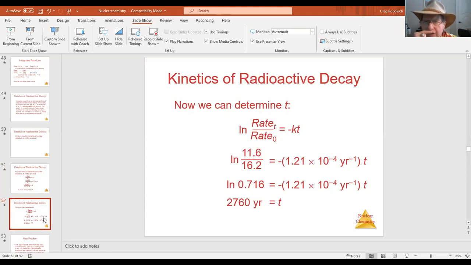Any questions? This is how they determine the age of antiquity objects. Any questions, guys? Same problem we've been working earlier.